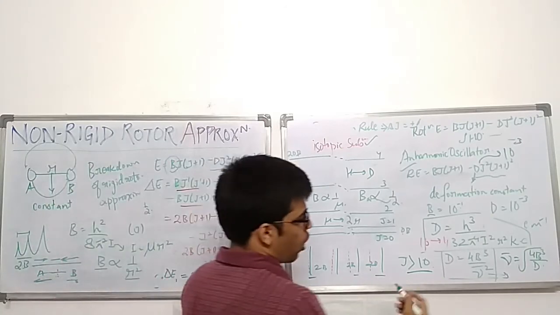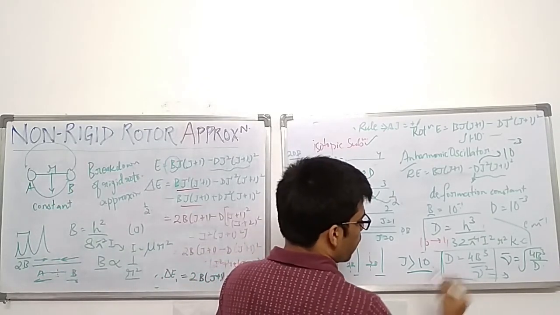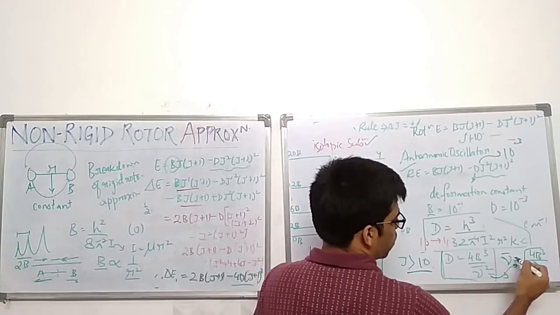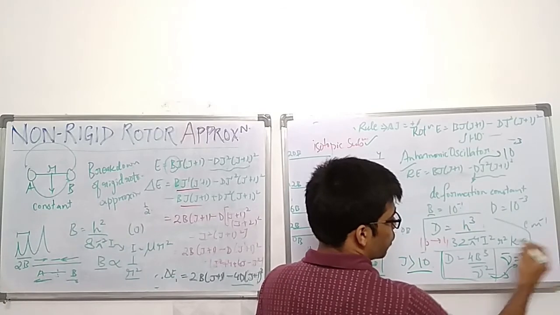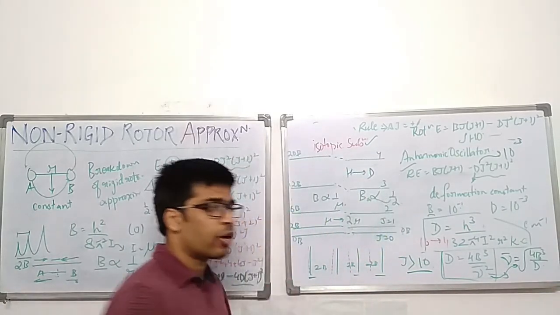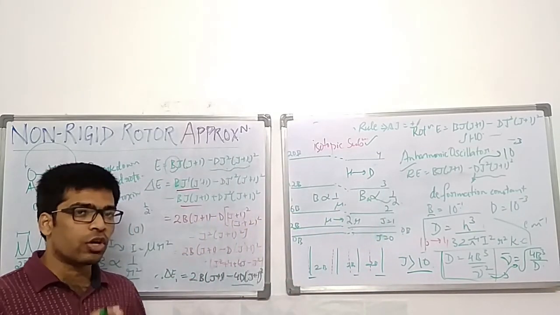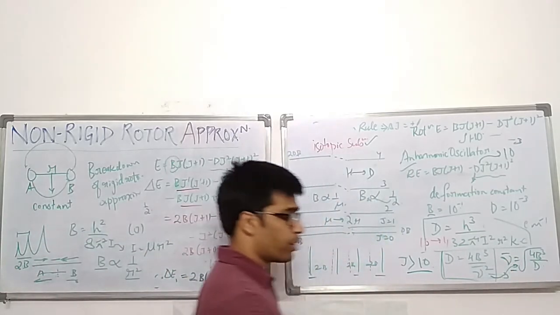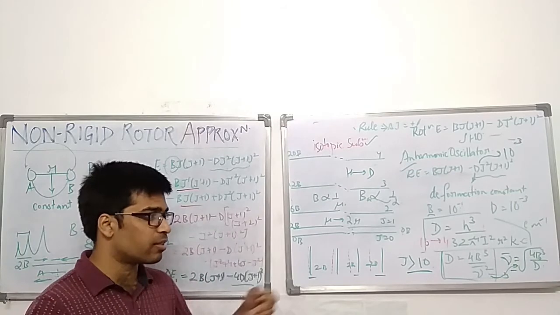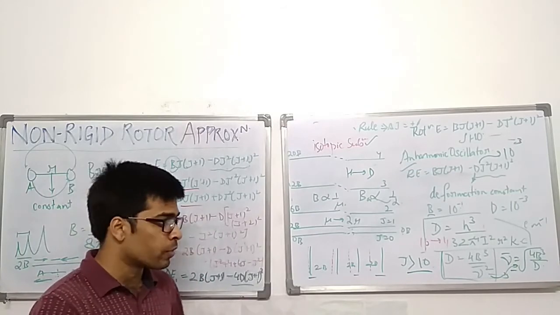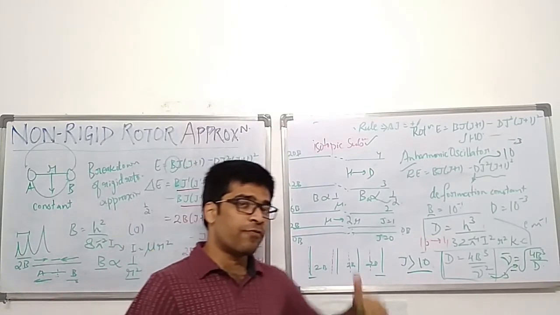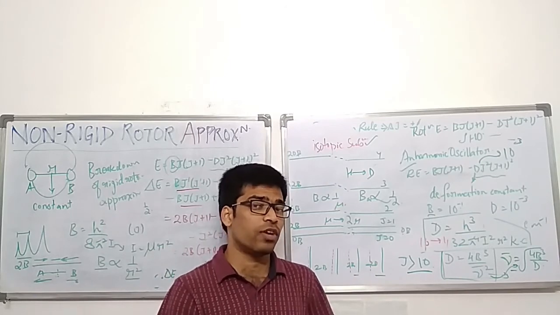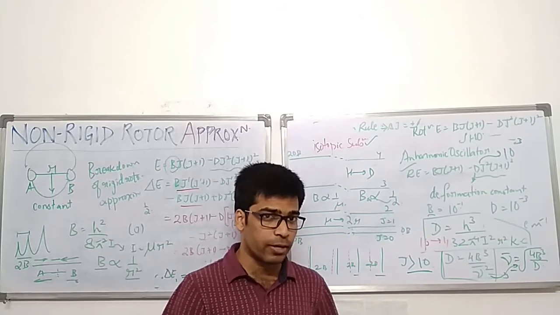One application of this non-rigid approximation is that using this formula, in the form of nu naught bar is equal to under root 4B cubed by D, you can actually find the vibrational frequency of the molecule. Now this is approximate, it's not very accurate because it has some approximations behind it. But nevertheless, you can still find using rotational spectroscopy the vibrational frequency of the molecule, and that is one of the big achievements of rotational spectra.